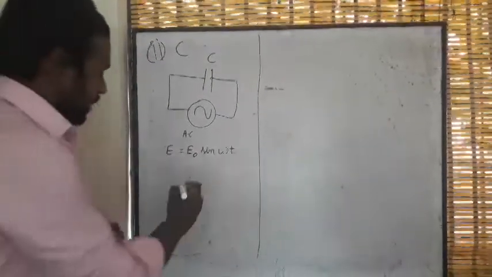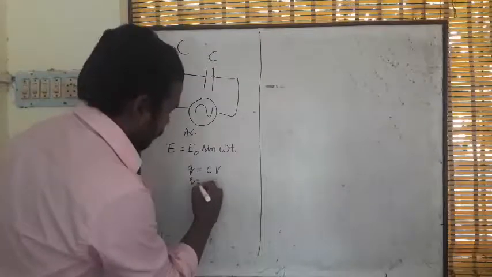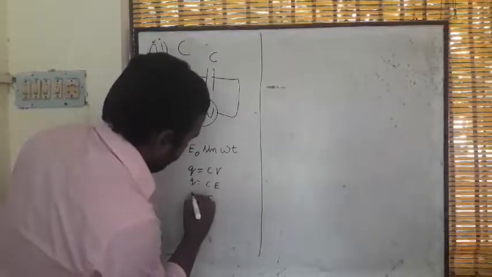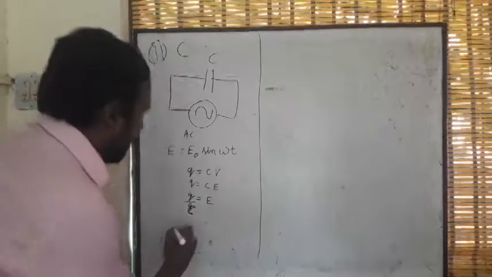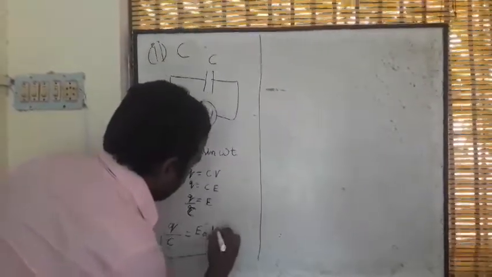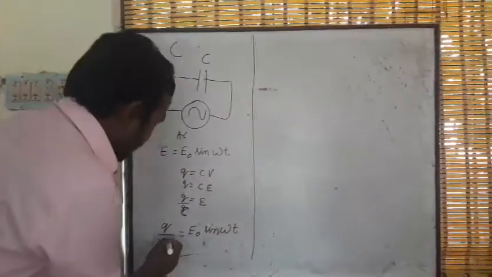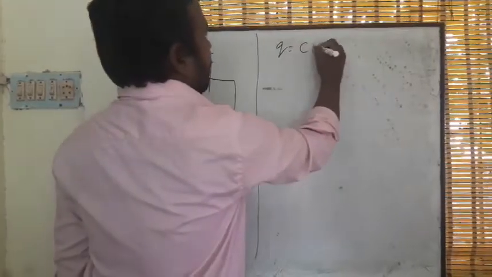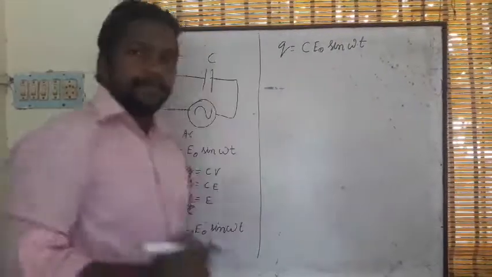As we know, for a capacitor, Q is equal to CV. Here Q is equal to CE, which means E is equal to Q by C. So instead of writing E, we can write Q by C is equal to E naught sine omega t. Taking C to the other side, Q is equal to C E naught sine omega t.